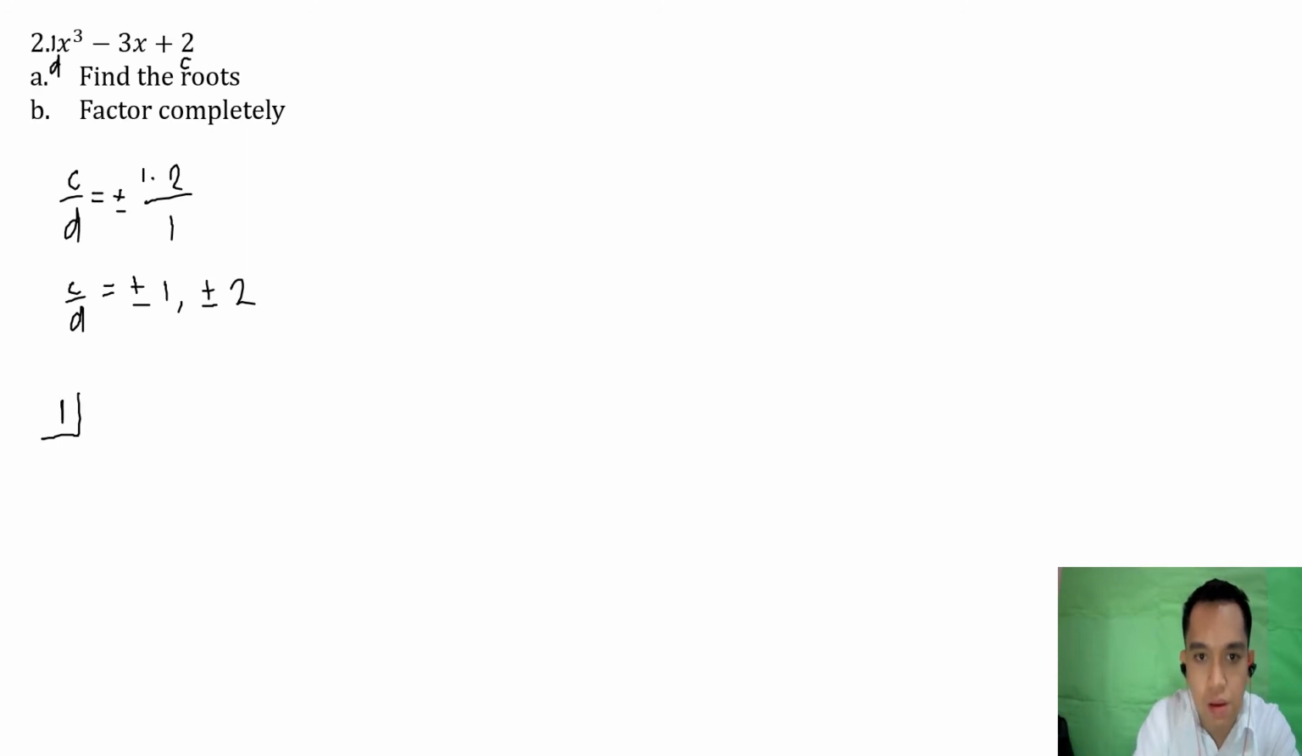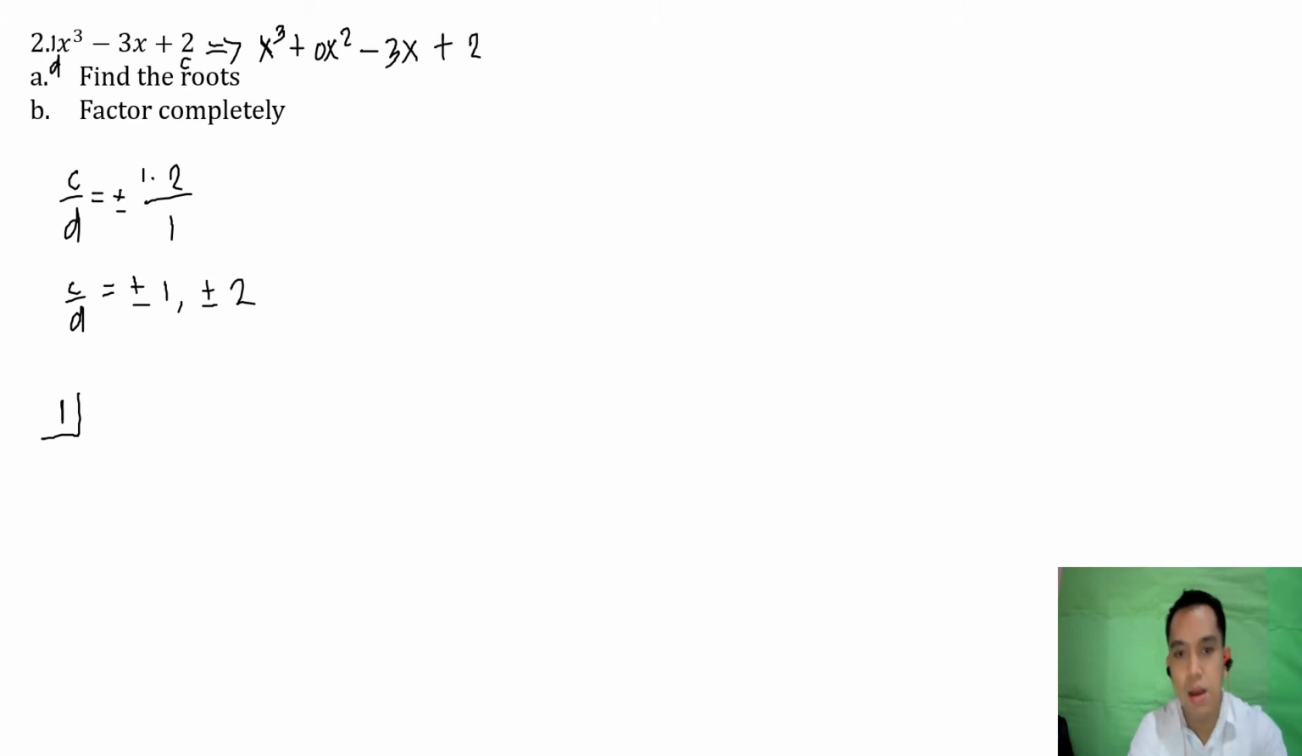Since the exponents are not consecutive, write it as x cubed plus 0x squared minus 3x plus 2. Then, write down the numerical coefficients of the polynomial: 1, 0, negative 3, and positive 2.